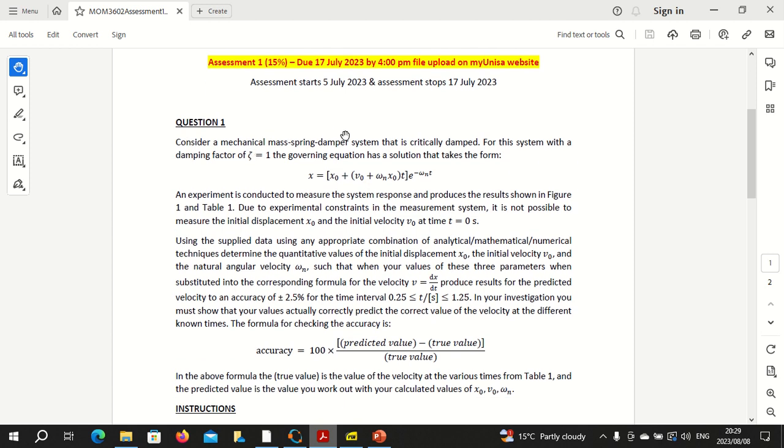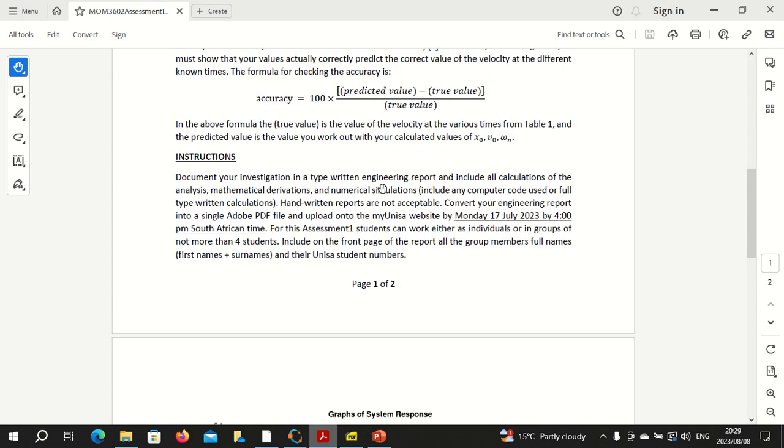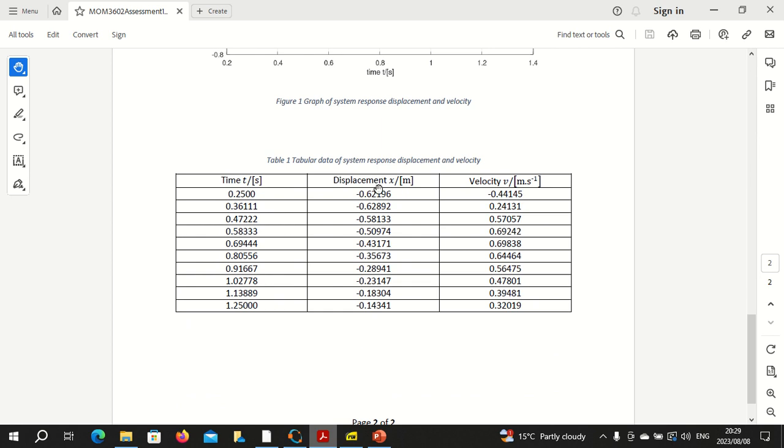It's a mass spring damper, critically damped with zeta equal to 1. This is the equation. Find x0, v0, and omega 0 if you're supplied with the time, the displacement, and the velocity.